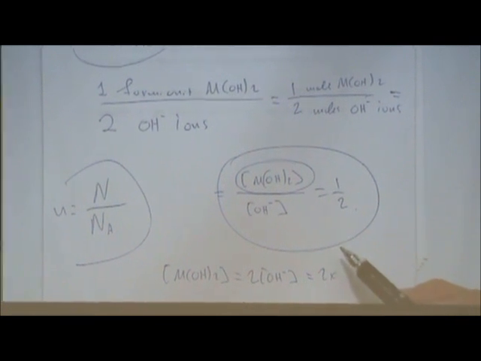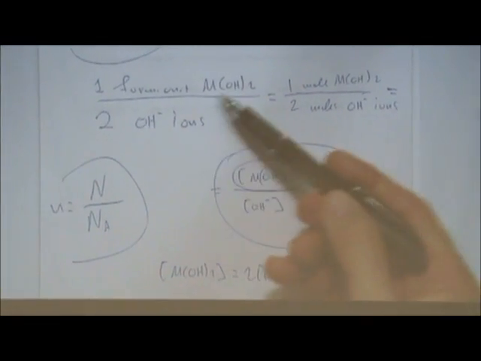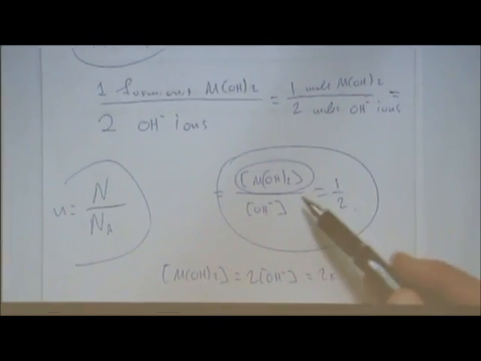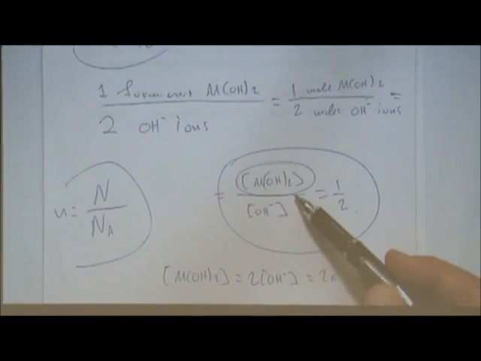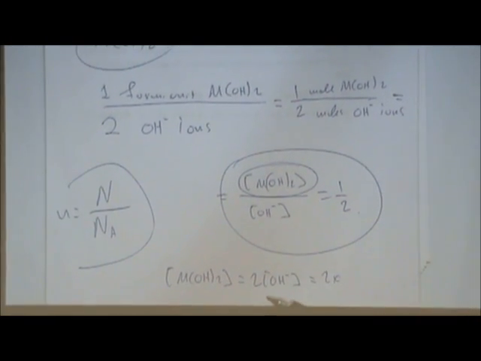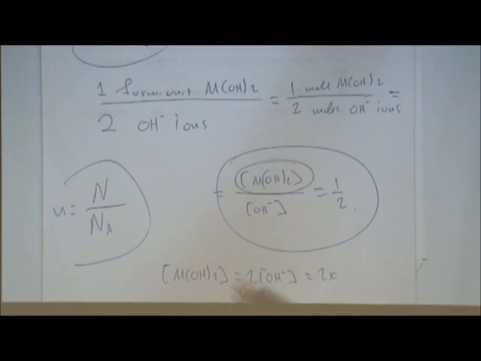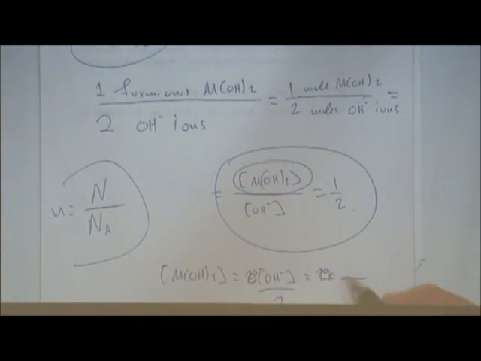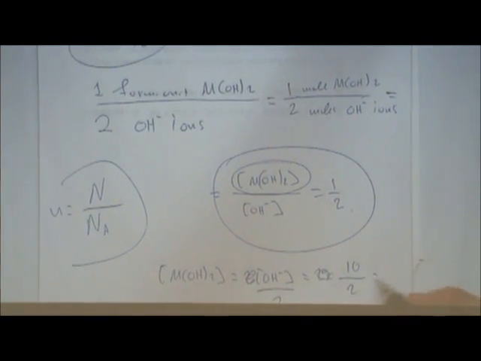What am I doing? 1 to 2. Okay, 1 to 2. What we want? We want this. Okay, so this is the mistake I made. This one is going to be this divided by 2, not times 2. Okay, so it's going to be 10 divided by 2 is equal to 5.